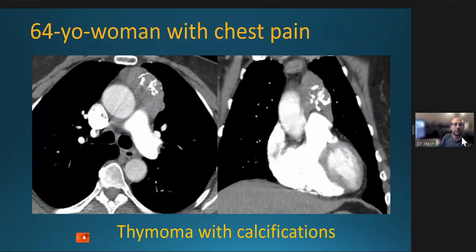So how about this case? Now, this is a 64-year-old woman with chest pain. Again, thymoma usually occurs within the fourth to sixth decades, so this is a good age for thymoma. Now, this patient has a little bit lobulated mass. It's not smooth like the last case. And we're also seeing calcification within this mass. So remember, I mentioned that up to 40% of thymoma cases can have calcification, right? So this is a thymoma with calcification.